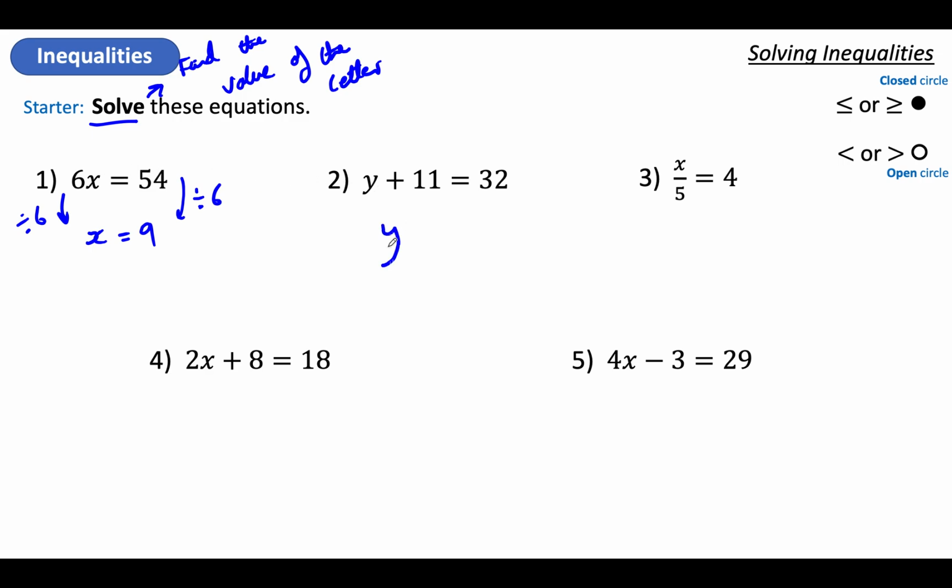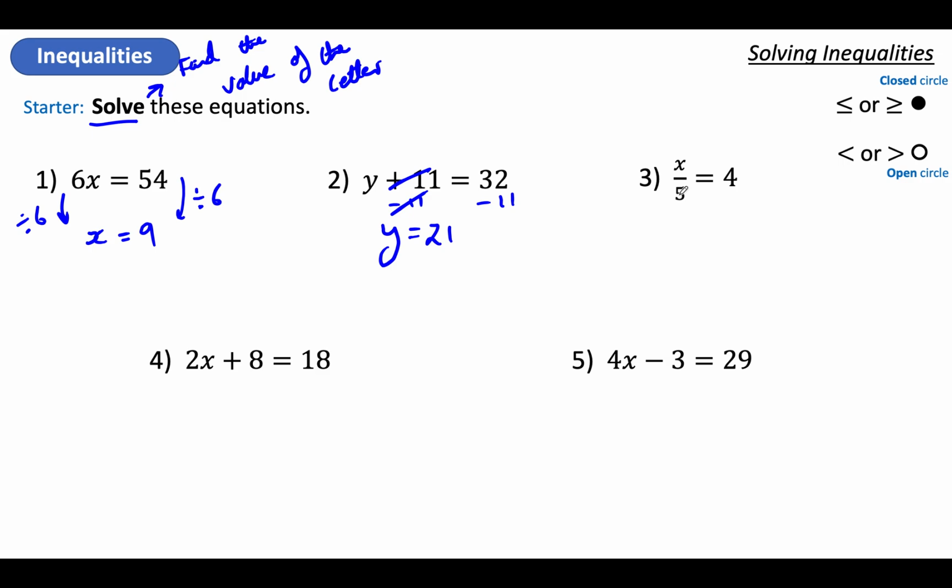Perfect. This one, again, I want to get y on its own, and it's y plus 11 equals 32. So that's something plus 11 is 32. What I'm going to do is take away the 11, and I'm going to do it from both sides of my equal sign. On all of these, you do the same thing to both sides of the equal sign to keep it balanced, and keep it, as it says, equal. Take away 11, because 11 take away 11 just cancels out. It leaves y on its own. And 32 take away 11 is 21.